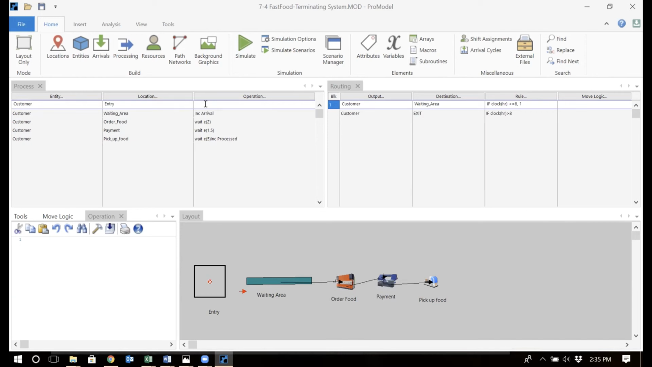So let's go to the first line. I need to check these two and say that if arrival equals processed, then stop the simulation. Now I want to ask you, can I write that condition here in the first line in the move logic, just to say, if the number of people who have arrived to the system equals the number of people who have left the system, then stop the simulation? Can I do that? No. Let me just write the condition.